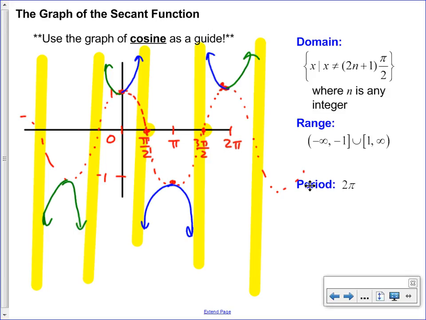Again, the secant is the flip of the cosine. So whenever you had a hill for cosine, it turns into a valley. Whenever it was a valley, it turned into a hill. It flipped. So it's just at the highs and lows. That's it.